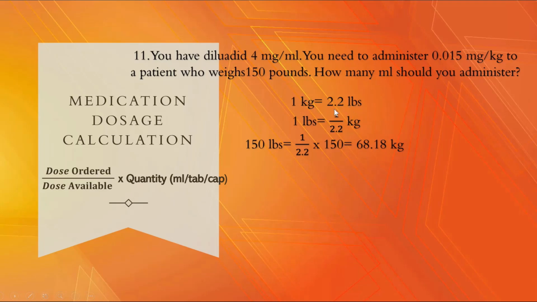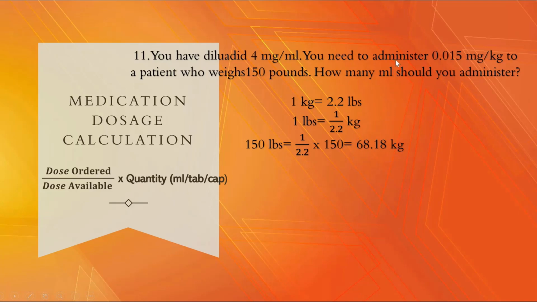So 1 pound is 1 by 2.2 kilogram. So 150 pounds is 1 divided by 2.2 into 150. That gives 68.18 kilogram. So always remember, if you get a question with a patient who weighs in pounds, you have to convert it to kilogram: divide by 2.2 and you will get the value. So the patient weight is 68.18.